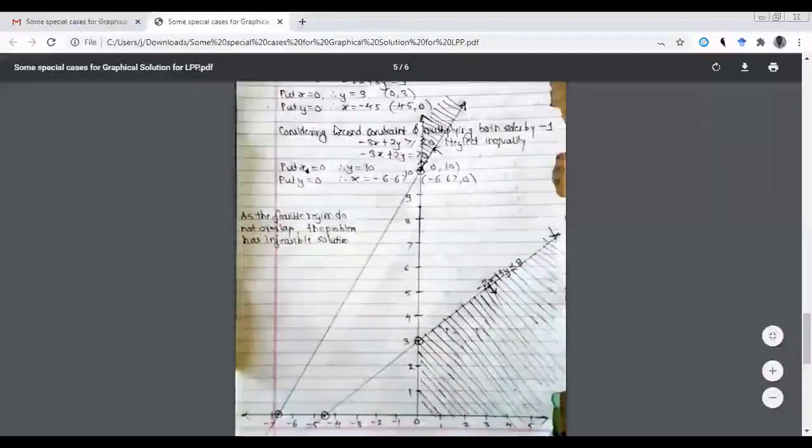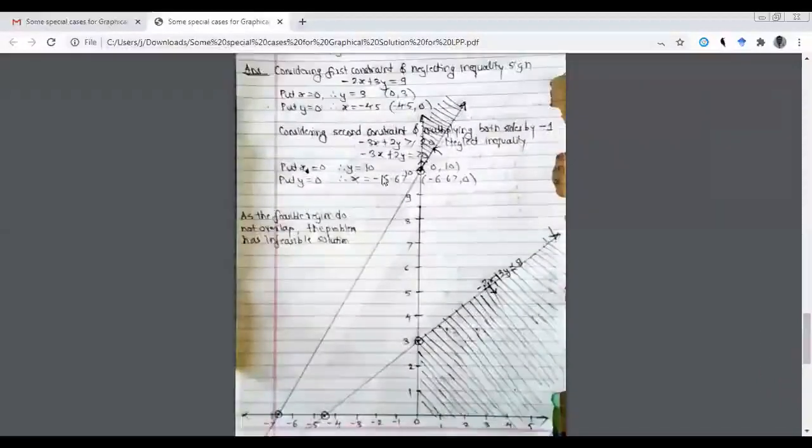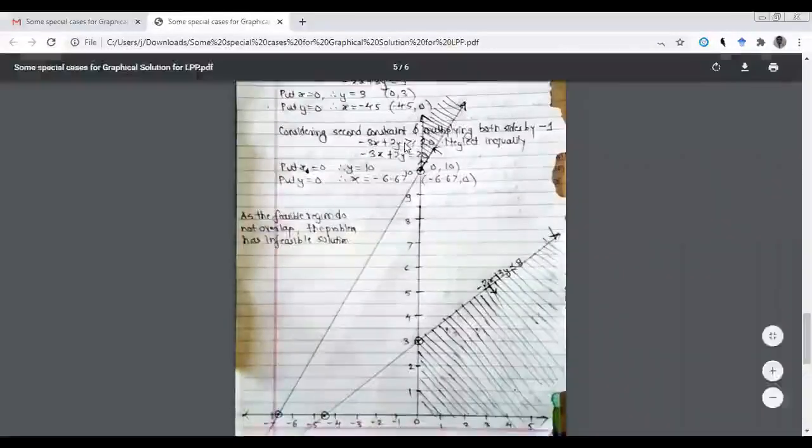For the other constraint that I have, it is minus 3x plus 2y is greater than or equal to 20. So I have my first point as 0 comma 10, another point as minus 6.67 comma 0. I can draw a line here, and the inequality sign is greater than or equal to 0. So the area above this line is to be taken into consideration.